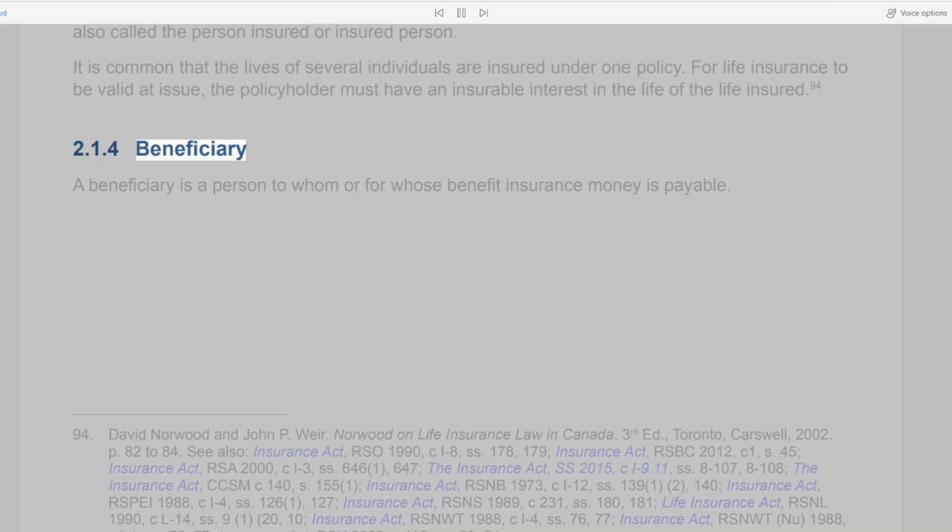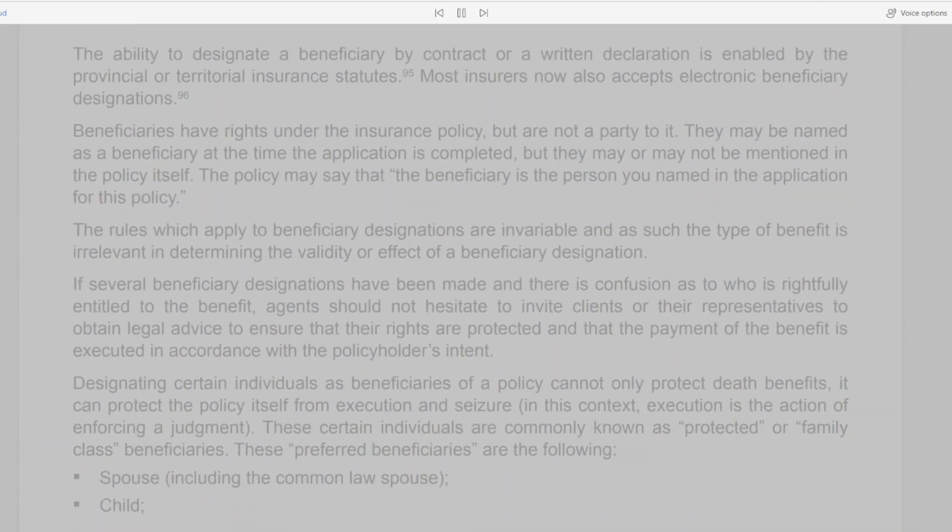2.1.4 Beneficiary. A beneficiary is a person to whom, or for whose benefit, insurance money is payable. The ability to designate a beneficiary by contract or a written declaration is enabled by the provincial or territorial insurance statutes. Most insurers now also accept electronic beneficiary designations.